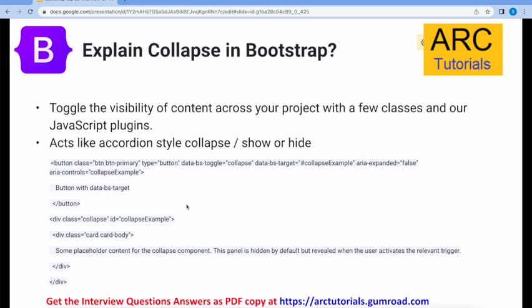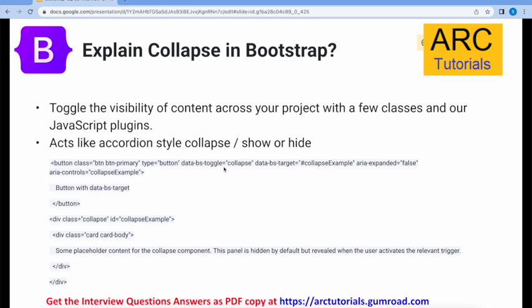Explain collapse in Bootstrap. Now this is one of the key things because for some of the components you will require this knowledge. Even if not with components, in general you should know it, because on a click or some action you're trying to hide and show some element in the page. Toggling, basically. So toggle the visibility of content across your project with a few classes. It acts like accordion style, right?